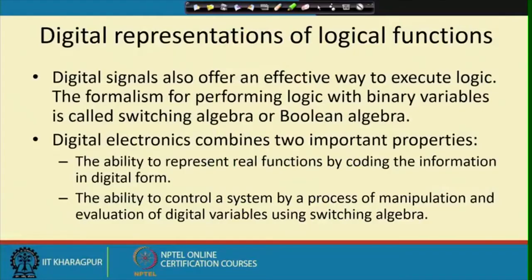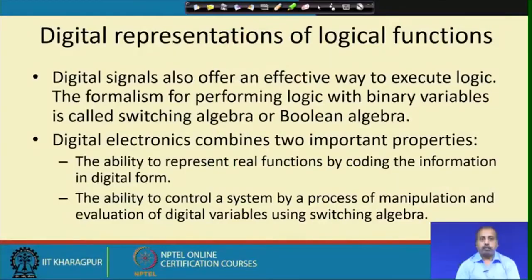Digital electronics combines two important properties. One is the ability to represent functions by coding the information in digital form. The other property is that it can control a system by a process of manipulation and evaluation of digital variables using switching algebra. So, you can do some computation, and you can have a set of conditions for which certain signals are to be turned on.